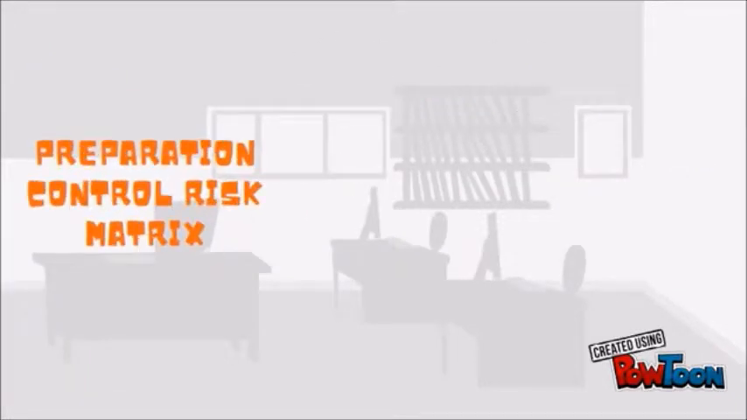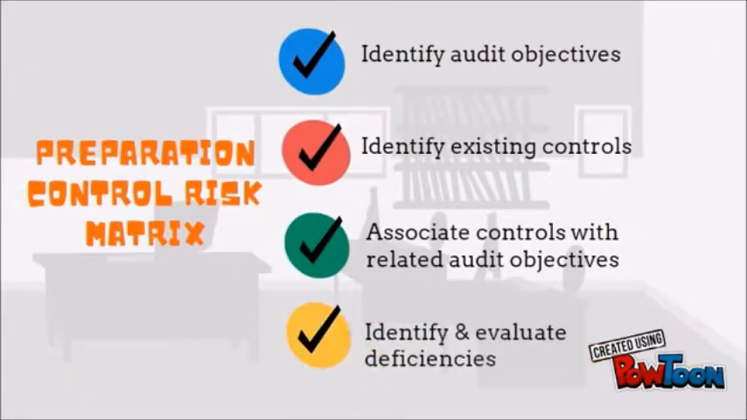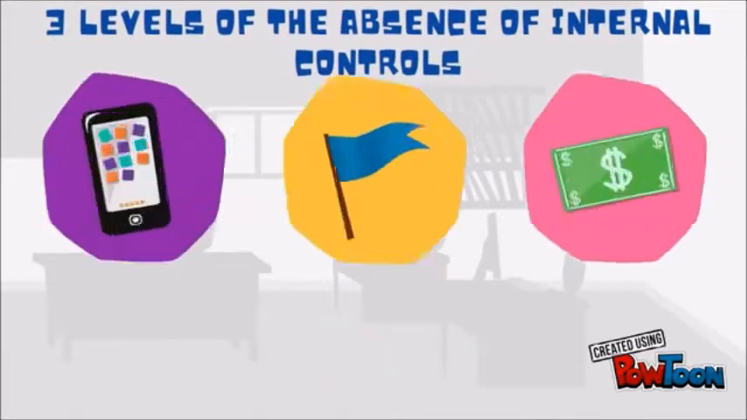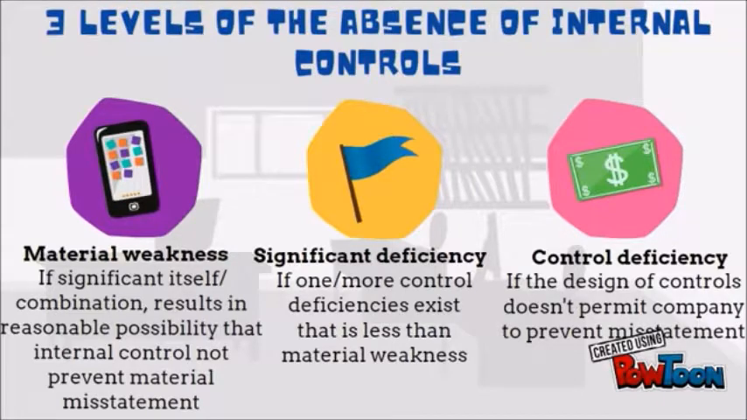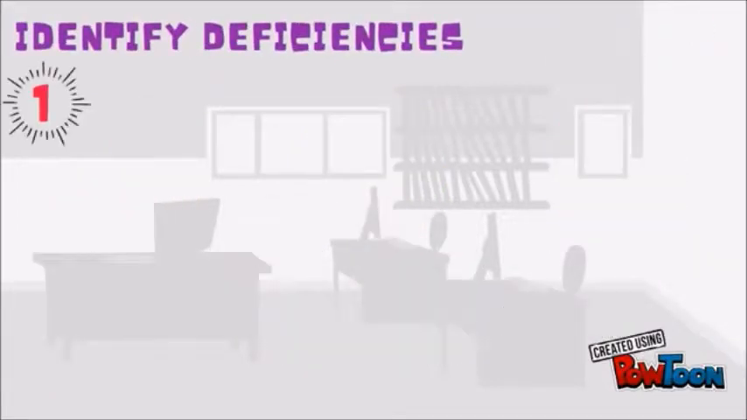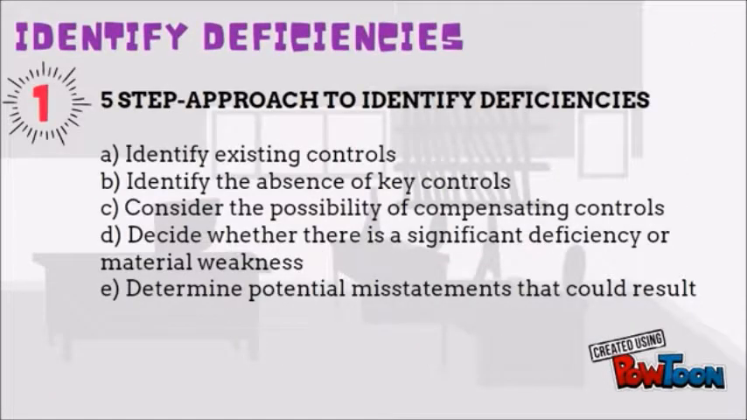How about preparation? First, identify audit objective, existing controls, associate controls, and identify and evaluate deficiencies. There are 3 levels of the absence of internal control, which are material weaknesses, significant deficiency, and control deficiency. How to identify the deficiency? First, there are 5 steps to identify deficiency as below.